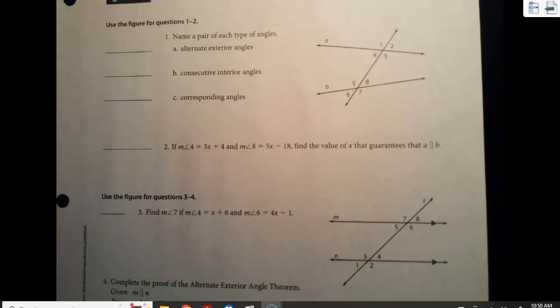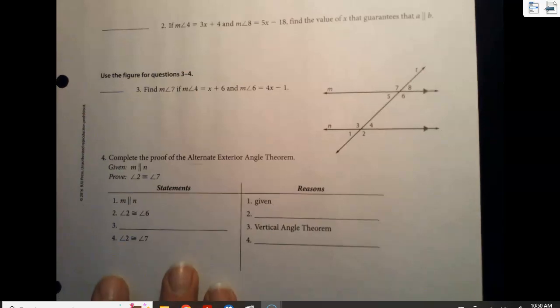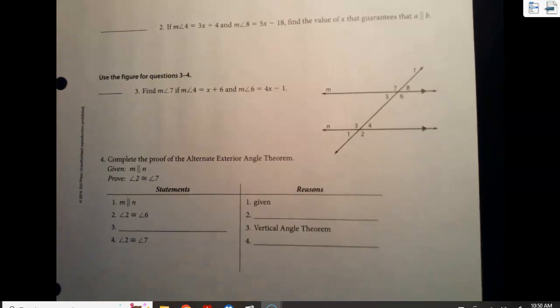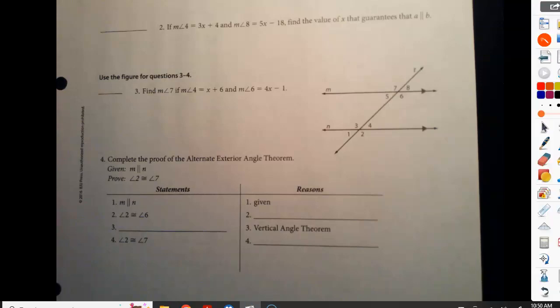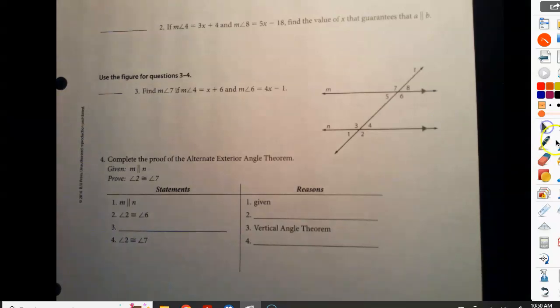Okay, so I want to look at, let's start with question 3. I want to look at just some angle relationships that we need to know. So what type of angles, or what are the names of the relationships that we have in angles?